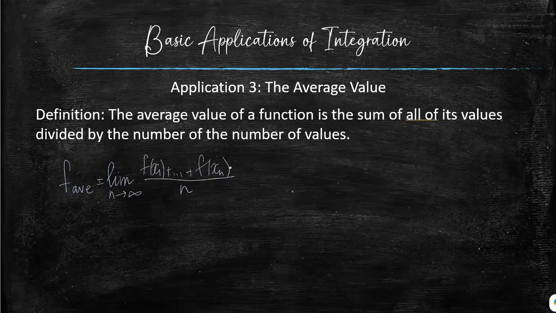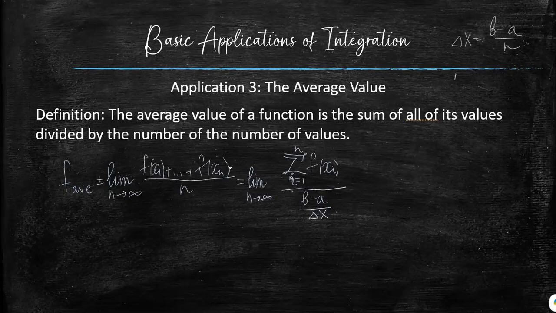And let's take a look at this expression. It seems very non-trivial. It's like, what the hell is this? But with a little manipulation, we can introduce sigma notation in the numerator. So we have the sum of f of x_i as i goes from 1 to n, and then we're dividing it by n, but n can be expressed as b minus a over delta x. Remember the formula for delta x? It's b minus a divided by n. So n is b minus a divided by delta x.